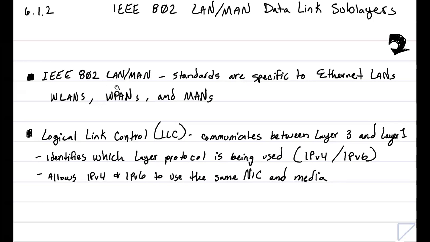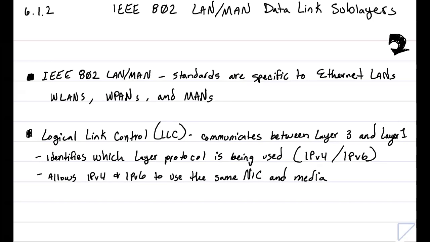IEEE 802 covers local area networks and municipal area networks. A municipal area network is something like a university campus that has different buildings connected to the same network. It's not quite a wide area network yet.